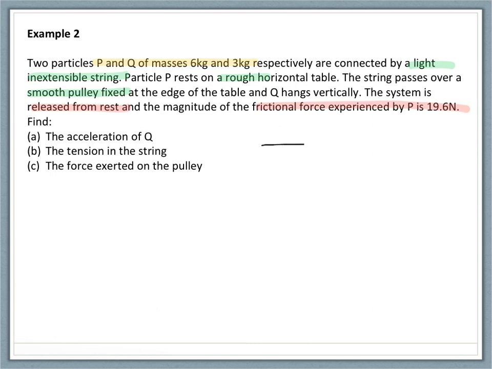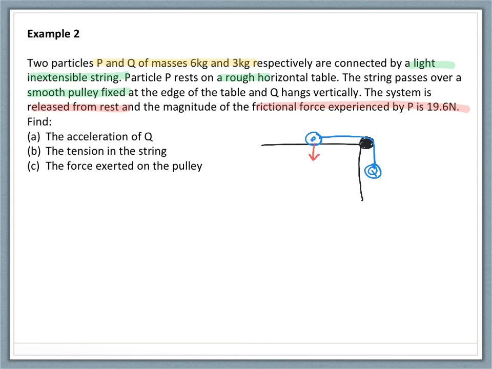So here's my table, and on the end of the table there will be some kind of pulley. I'll shade the pulley in so we can all see it clearly. There's a string that passes over the pulley, and the string is attached to two particles, P and Q, like so. Now, let's put in some forces.